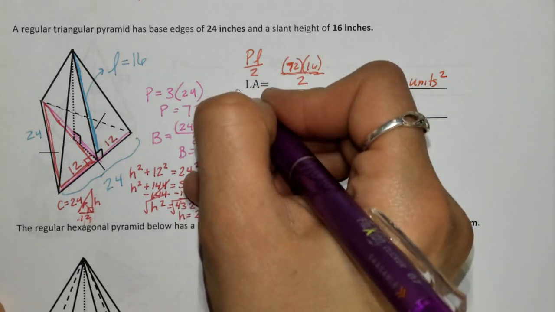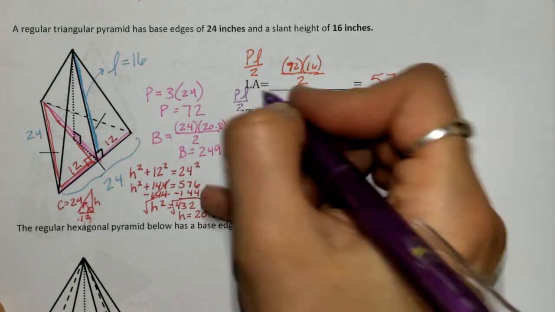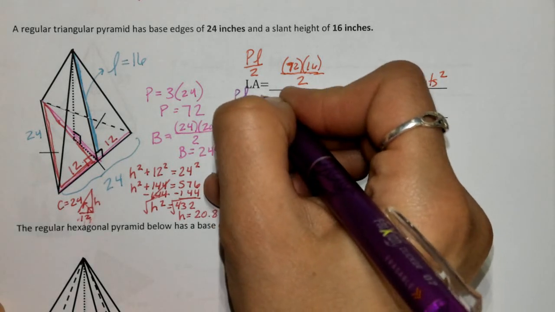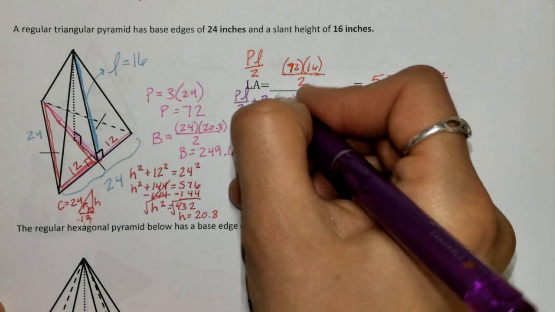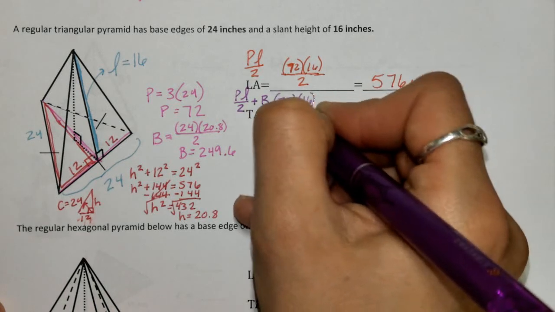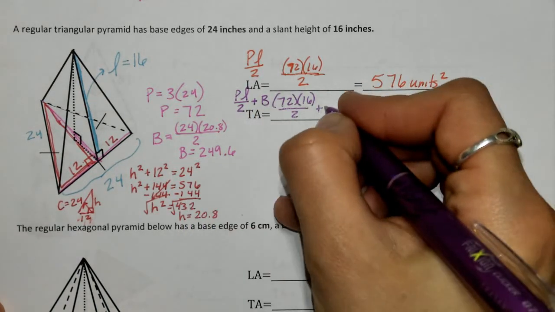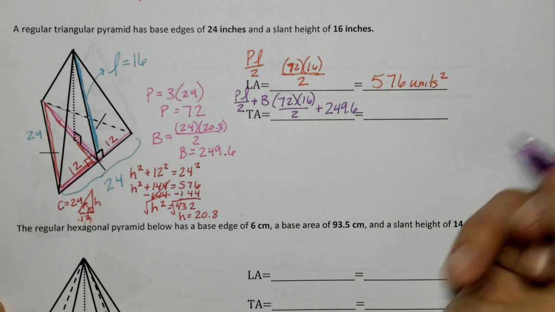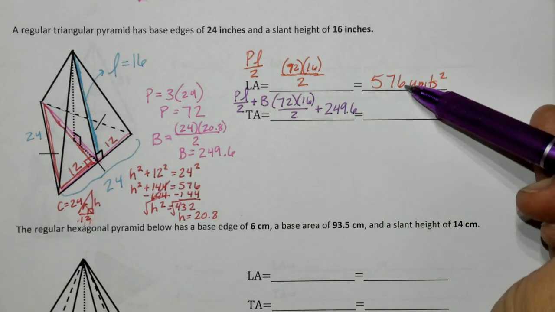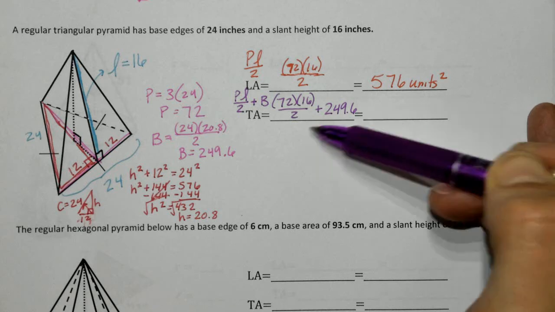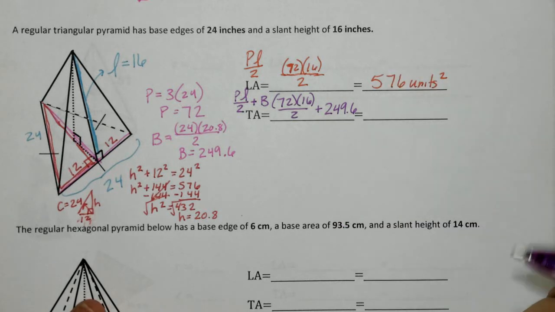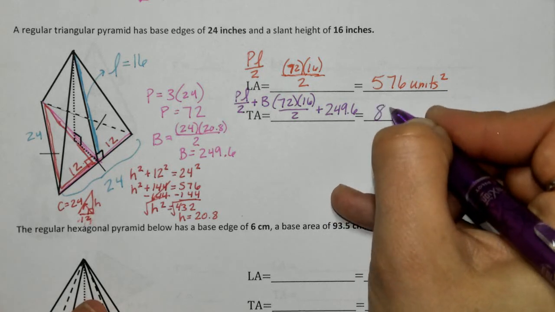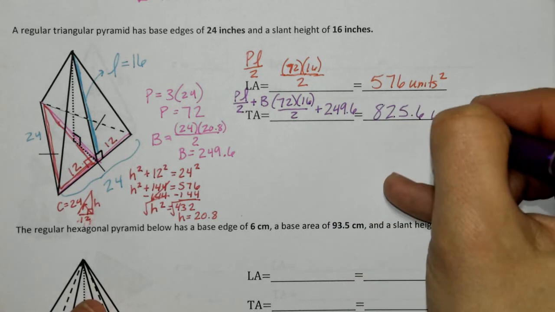Next, we're going to take that perimeter of the base times slant height divided by 2, the lateral part, and we're going to add the single big B base that it has. Times 16 over 2 plus big B, the approximate 249.6. Really all you have to do after finding lateral is just add the base, and then you've got it. So if we add that 249.6 to 576, we're going to end up with 825.6 units squared.